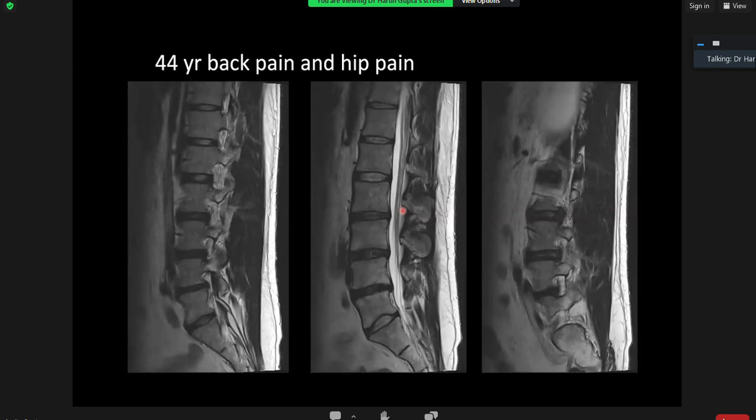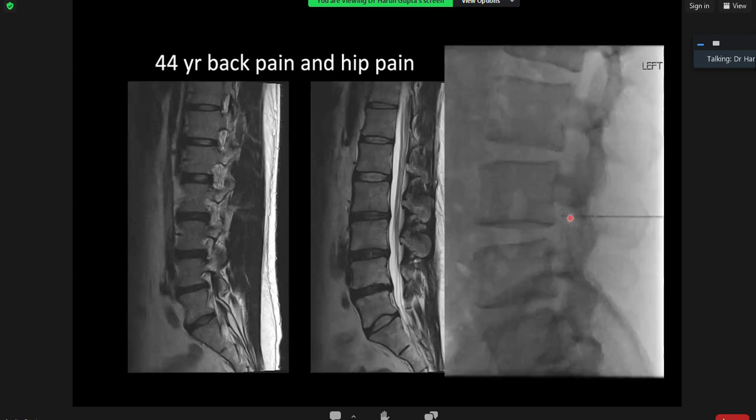Now, in this case, if you look at the 44-year-old with hip pain, the patient, this is normal. This is normal. The patient has a far lateral disc protrusion, and the far lateral disc protrusion is causing the patient's neural impingement. And this is treated with nerve root injection.